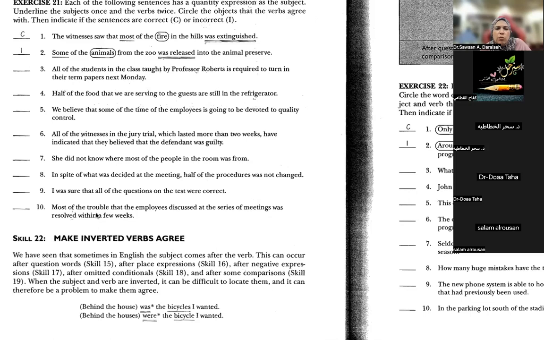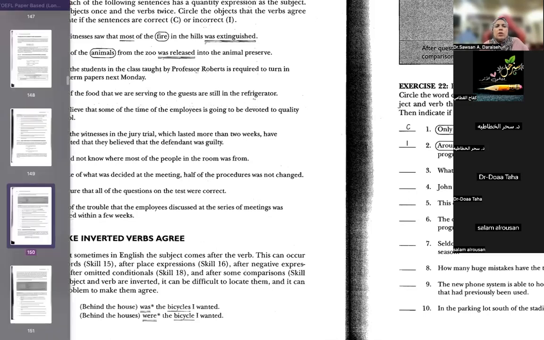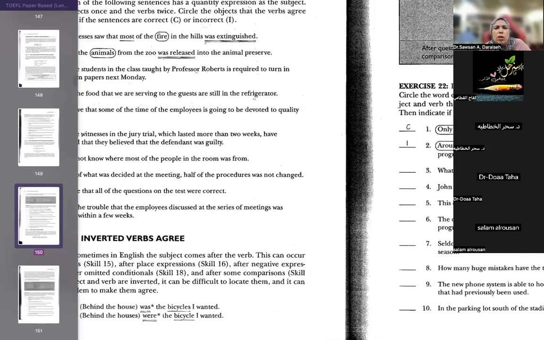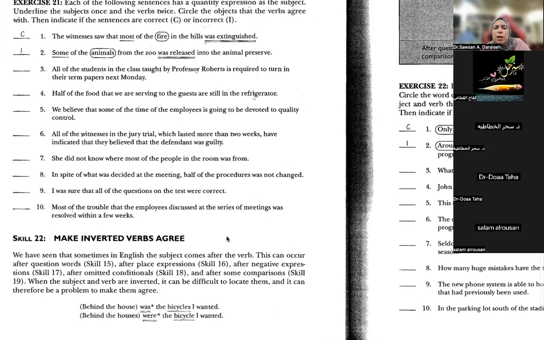What does resolved mean? So the trouble was resolved. Solved. Resolved means solved. Yes, no problems were still occurring and so on. Thank you so much.